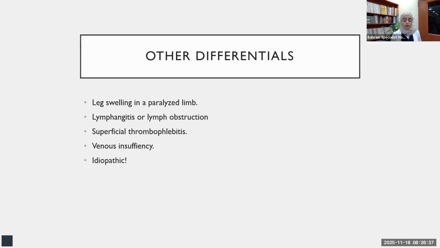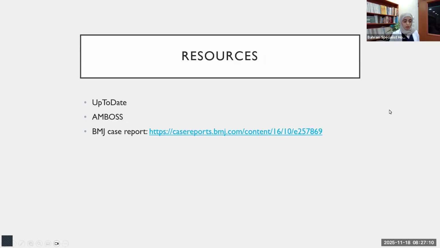Other differentials, a leg swelling in a paralyzed limb, especially because it's not being moved. It could be also lymphangitis or lymph obstruction, in which case it will present as red streaks going with the direction of the lymph node. Superficial thrombophlebitis, venous insufficiency, as you know, it could present bilaterally, but if one limb is more affected, could be more apparent on that limb, and in cases it could be idiopathic.